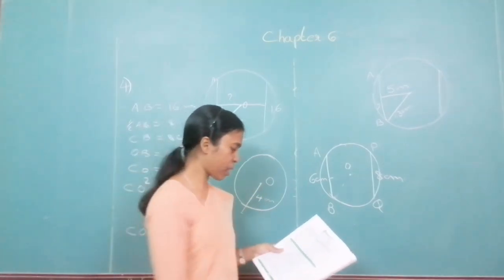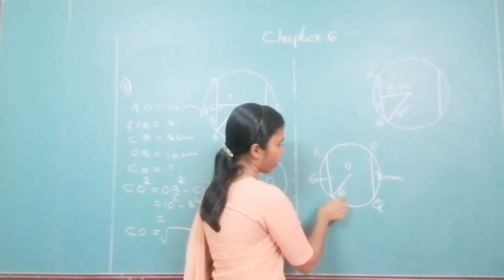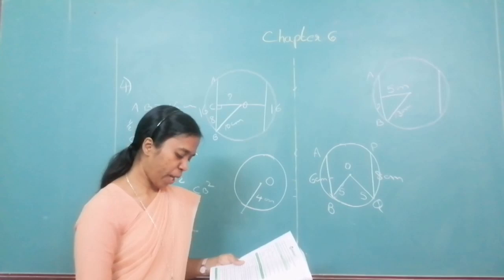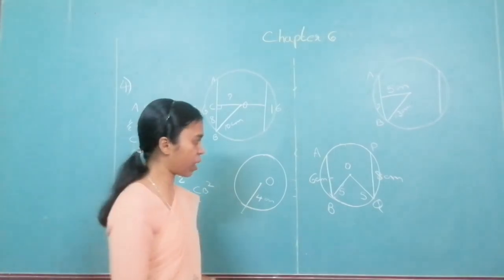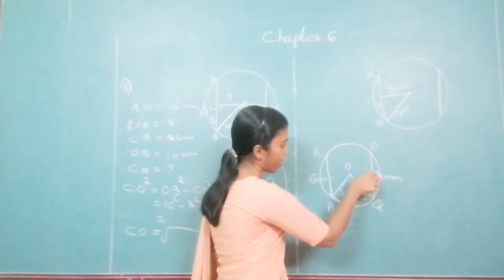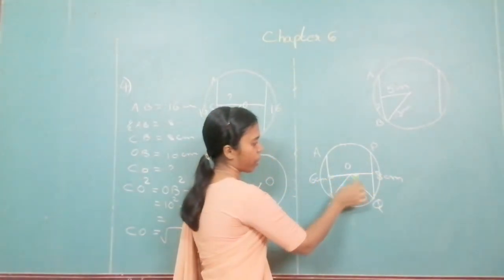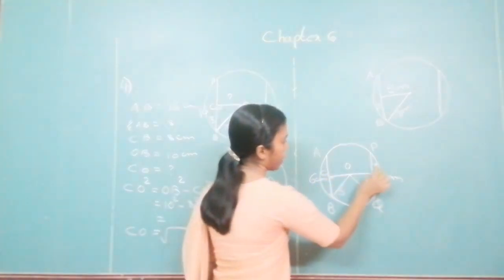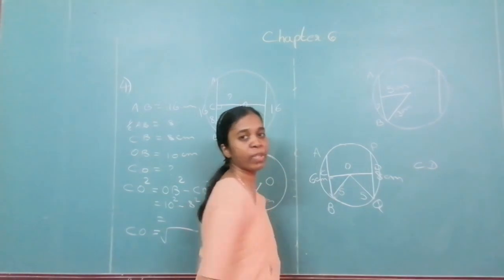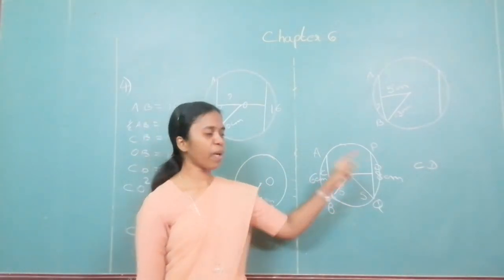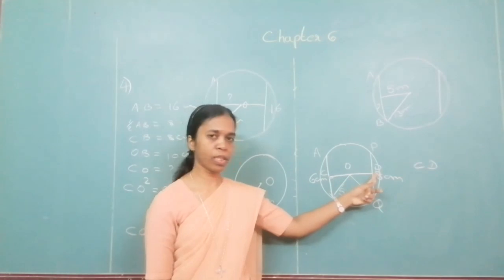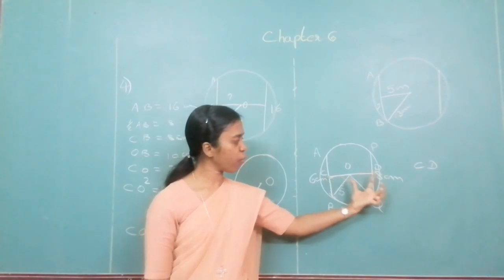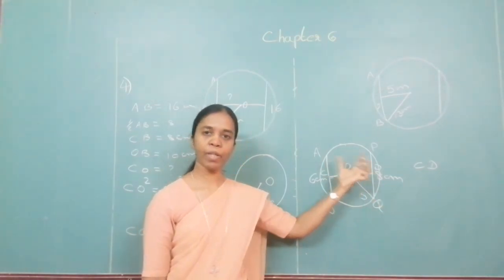Okay. Radius of the circle is 5. So from here to here is 5, and again from here to here is 5 centimeter. Find the distance between these chords. That means you have to find this distance from here to here. Suppose I name this as C and D. You have to find the length of CD. How do you find the length of CD? You first find CO, then you find DO, and add both.